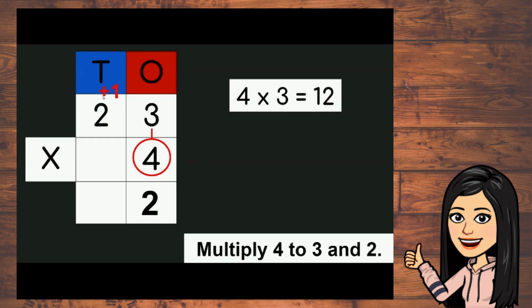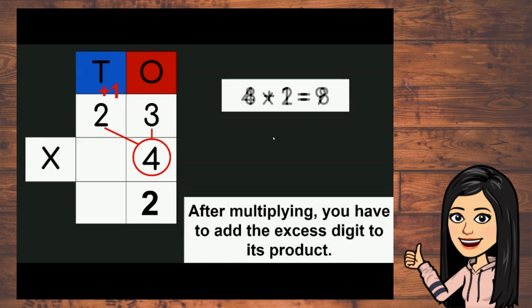Now as you can see, it has a plus sign. It is because after you multiply 4 to 2, you have to add 1. So 4 times 2 is equals to 8. And then you have to add 1 since this is our carry 1, or what we made into a ten. So 4 times 2 is equals to 8 plus 1 is equals to 9. Now, after multiplying, you have to add the excess digit to its product. So again, 23 times 4 is equals to 92.